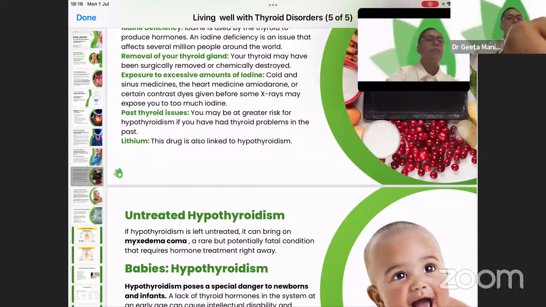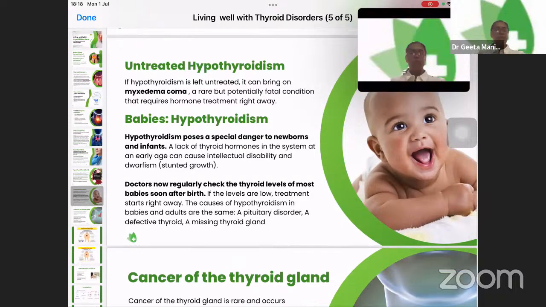Untreated hypothyroidism. Hypothyroidism definitely should be treated. If it is left untreated, it leads to a grave condition called myxedema coma. It is rare, but it is a potentially fatal condition that requires hormone treatment right away.